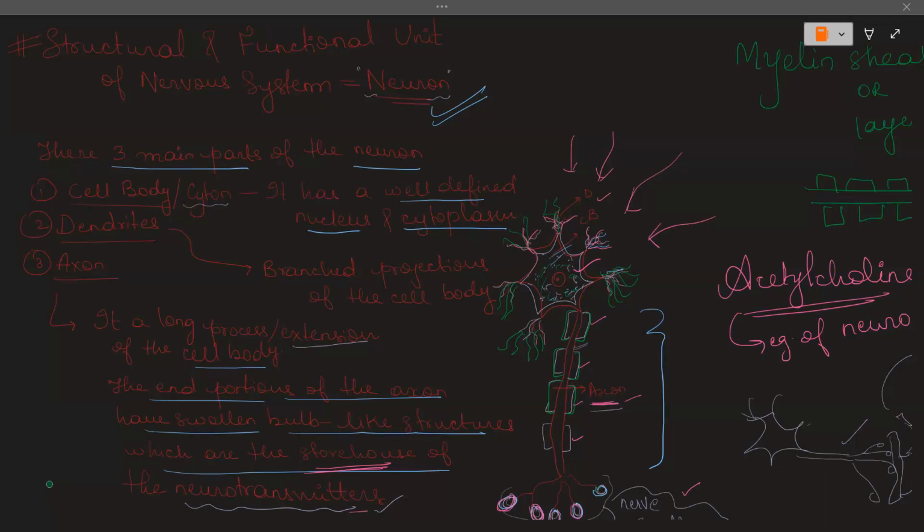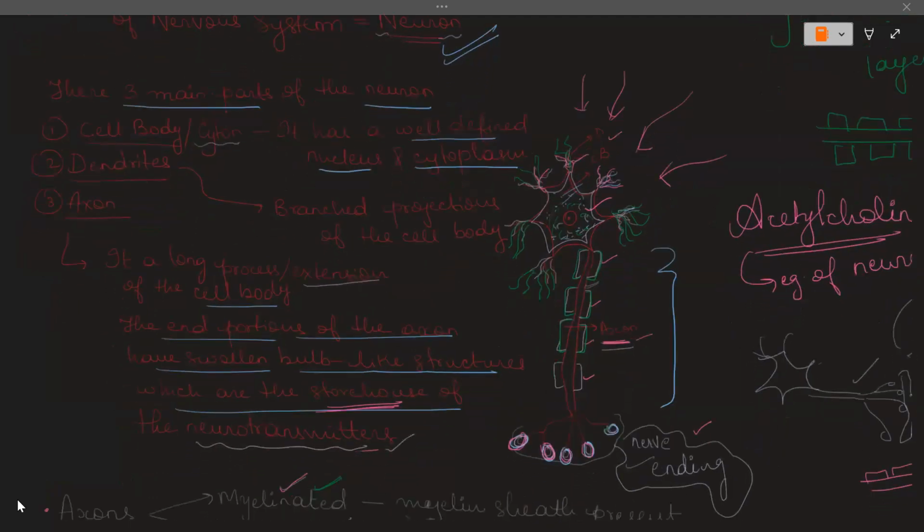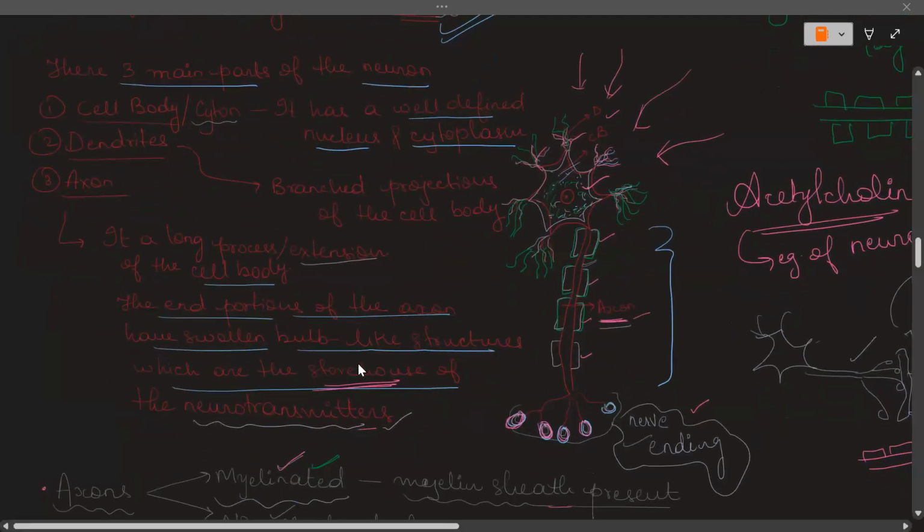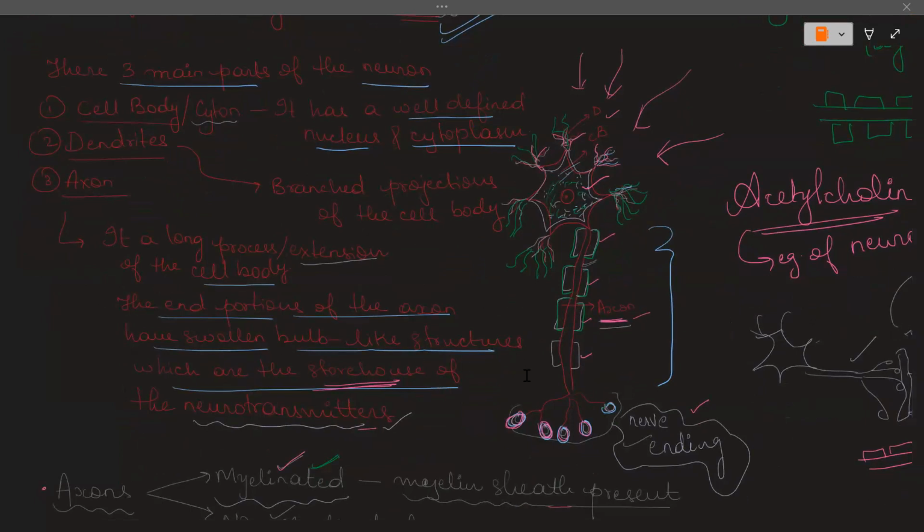Ma'am, can you dictate the axon part? The end portion of the axon has swollen bulb-like structures. Swollen, S-W-O-L-L-E-N, swollen. Okay, ma'am.